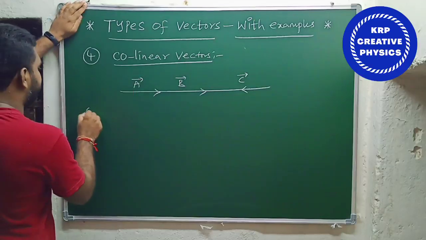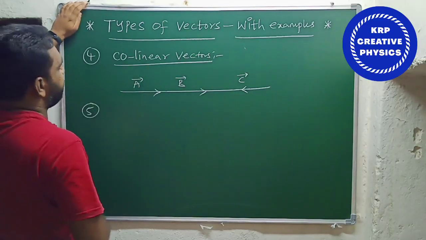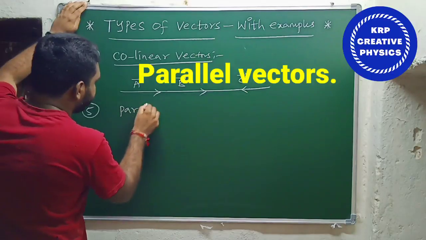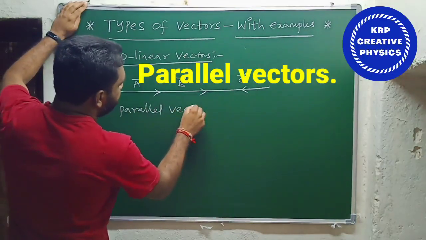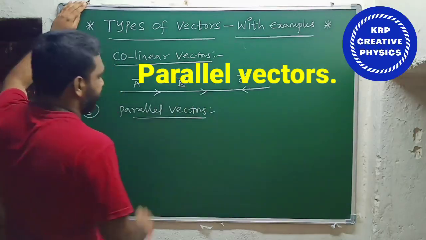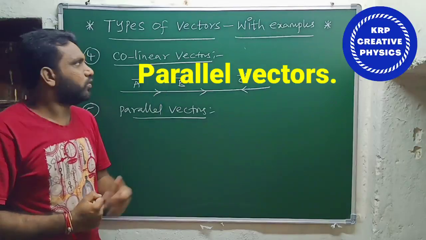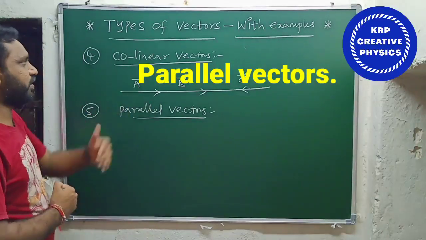Next we will consider number 5. After the completion of collinear vectors, we are going to consider parallel vectors. This is also very important. So what is meant by parallel vectors? Actually, a parallel vector is one kind of collinear vector.